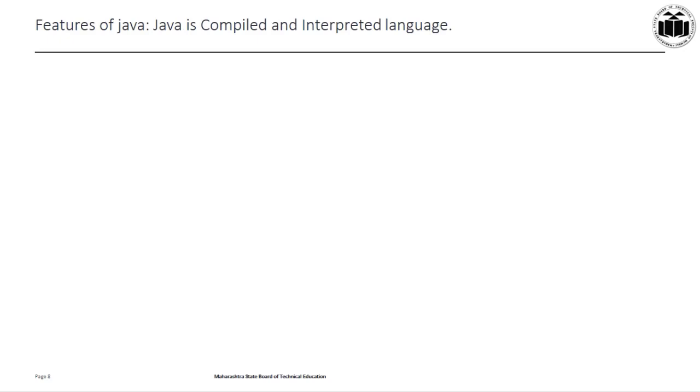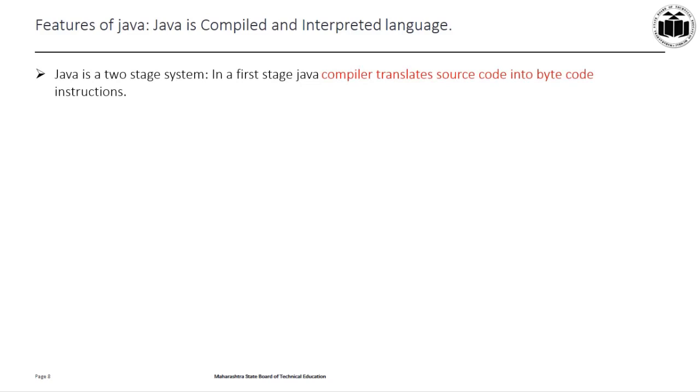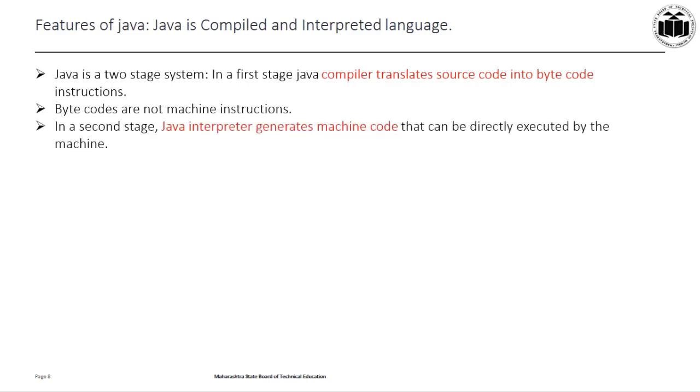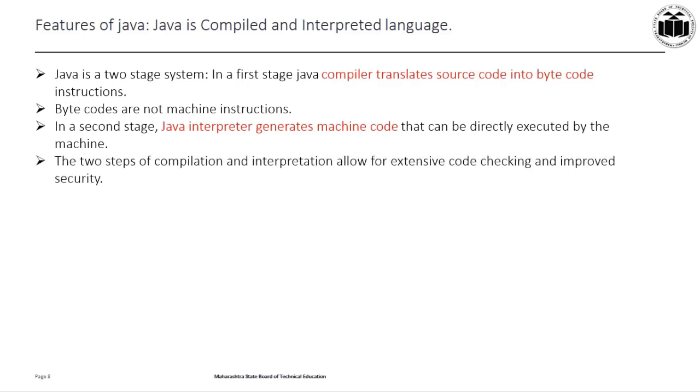First, Java is a compiled and interpreted language. Usually a computer language, for example C or C++, can be either compiled or interpreted. Java integrates the power of a compiled language with the flexibility of an interpreted language. So Java is a two-stage system. In the first stage, the Java compiler translates source code into bytecode instructions. Bytecodes are not machine instructions. In the second stage, the Java interpreter generates machine code that can be directly executed by the Java virtual machine. The two steps of compilation and interpretation allow for extensive code checking and hence improve security.